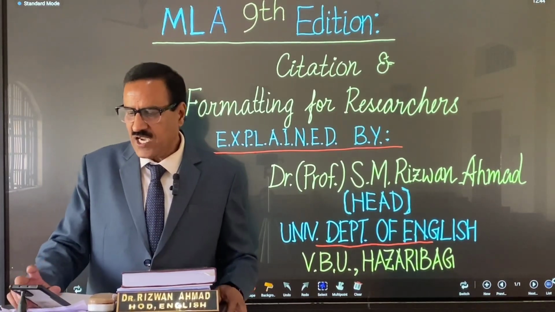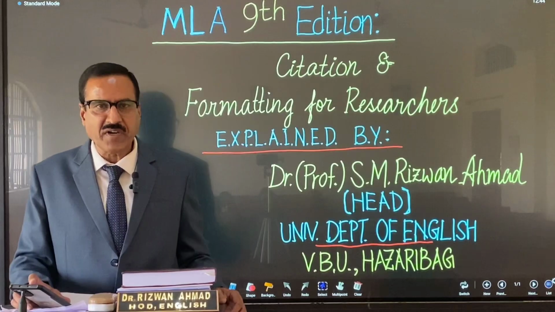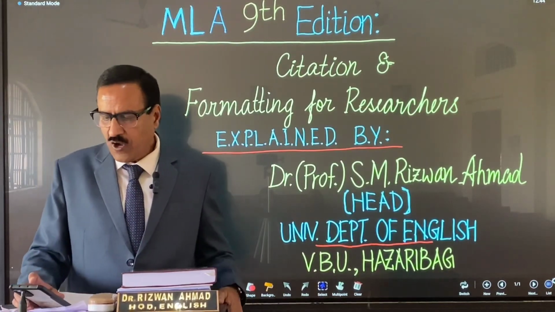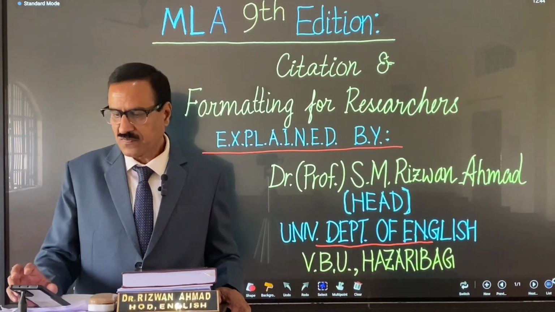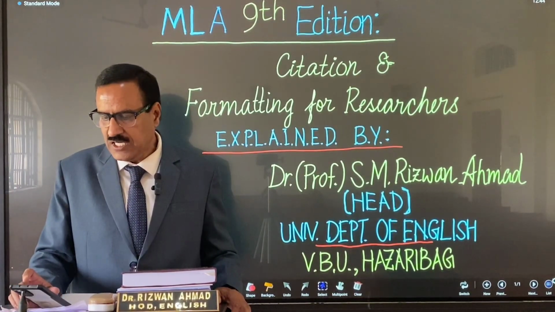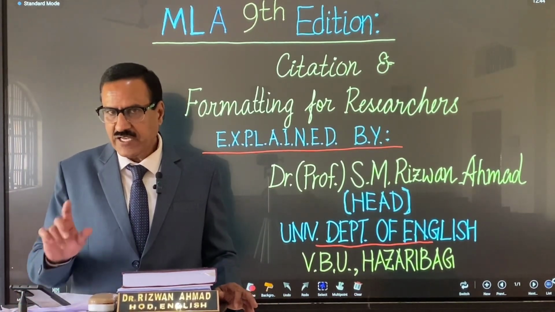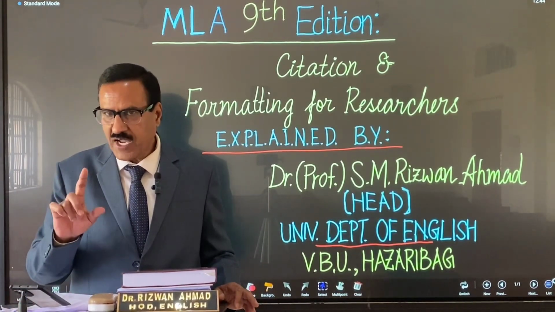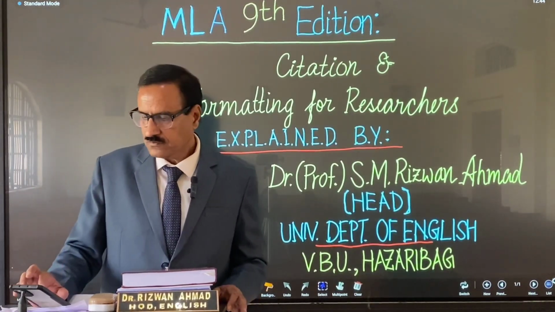In MLA style, in-text citations should be clear and brief. The basic format for MLA in-text citations is author, page. For example: as a result, we were led to believe that the dog was a cat all along. Hence, the name of the author within brackets, Smith, and the page number, that is 29.